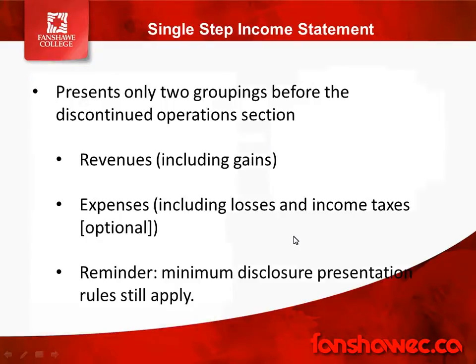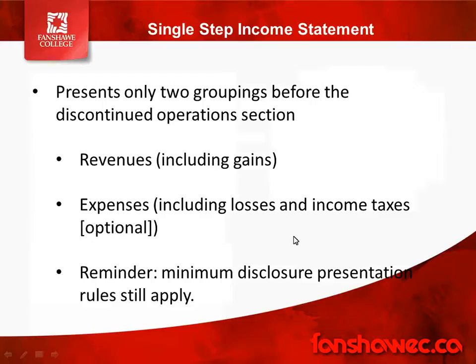So what I want to look at now is the single step income statement. And this one's very, very basic. It presents only two groupings for the entire section. The main heading, or the first heading, is revenues. And this includes all of your gains. So you're basically just going to list out all of the individual revenues that you've earned during the period.